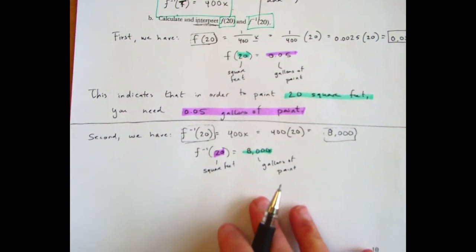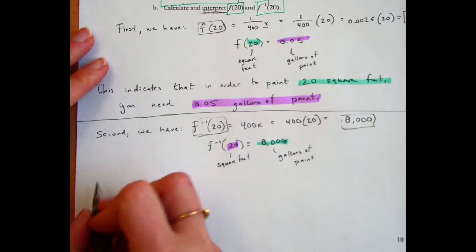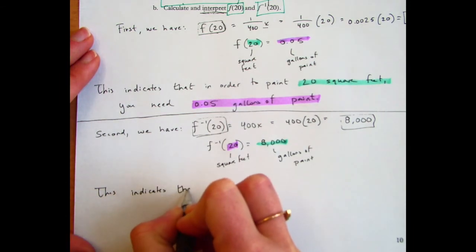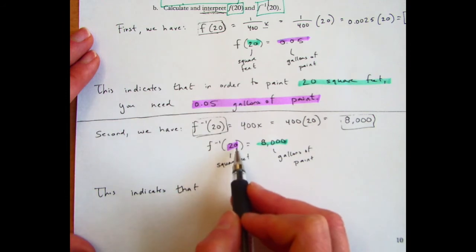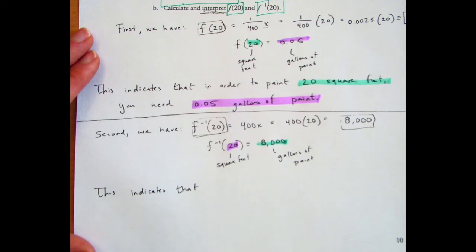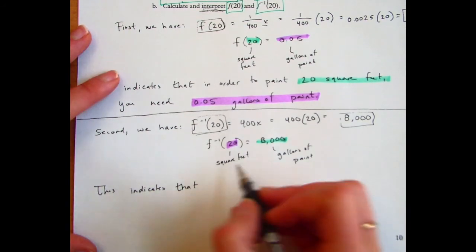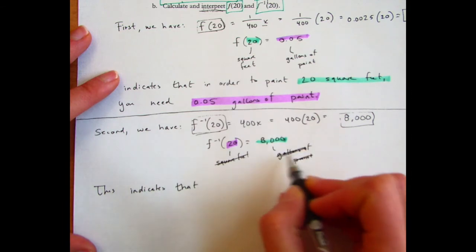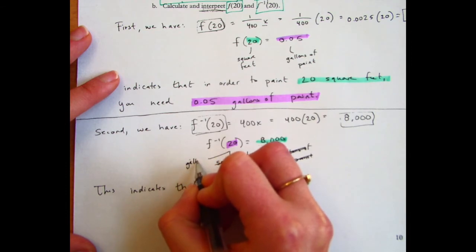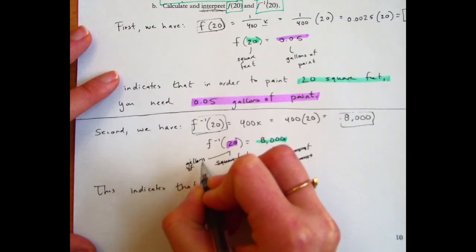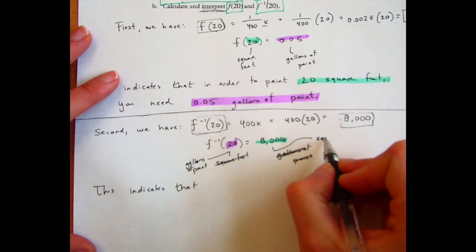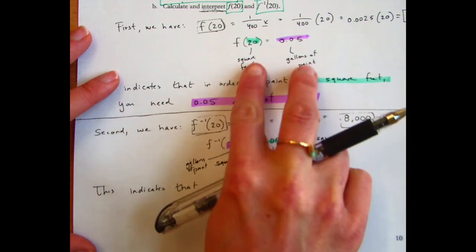Okay, now I'm going to write my sentence. This indicates that my input comes first in the sentence, that, oh, I made a mistake in annotating this. I forgot to switch the inputs and the outputs. So the gallons of paint is going to be for the inputs. And the outputs is going to be in terms of square feet, because it should be the opposite of the original function. So these should flip places.